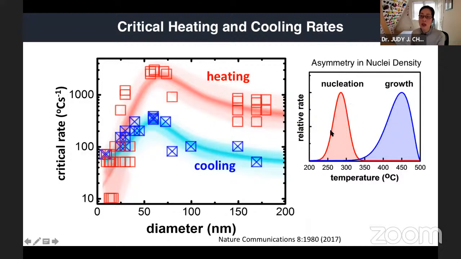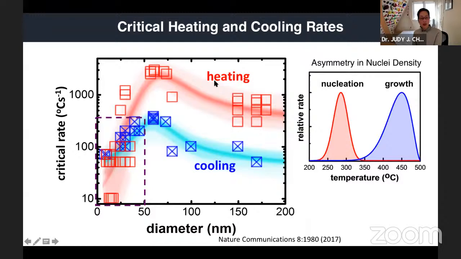So what does that mean? What that means is that when you're heating, as you heat, you're going to nucleate a lot of nuclei. And as you continuously heat, these nuclei will grow. However, when you're cooling, you first hit the maximum growth rate, but there's not many nuclei to grow. And then as you continue to cool, now you nucleate many nuclei, but your growth rate is low. So that's why the critical heating rate is usually high.